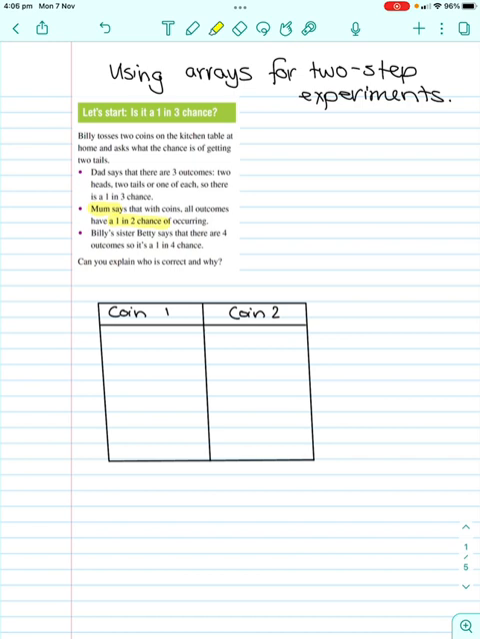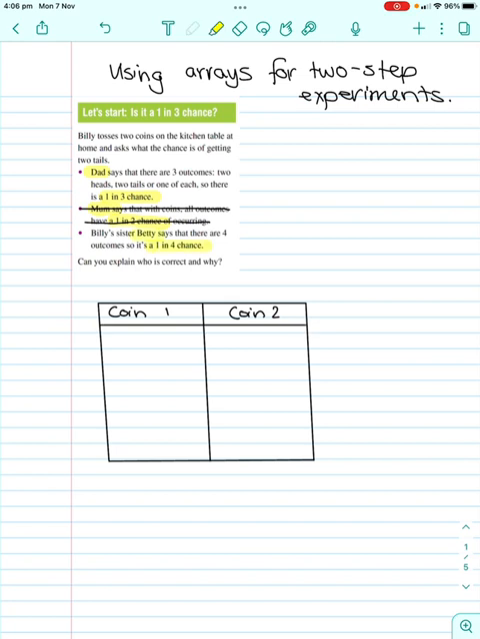So when we're just tossing 1 coin, yes, they have a 1 in 2 chance. You can either get heads or you can get tails. But that is not what is happening right now. We are tossing 2 coins, so there's actually more than a 1 in 2 chance. So Mum is incorrect. Let's cross her out. Our next one is, let's have a look at Dad. He says there's a 1 in 3 chance. And then Betty says there's a 1 in 4 chance.